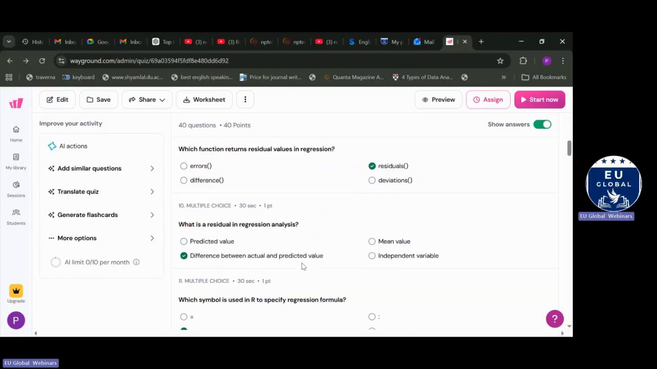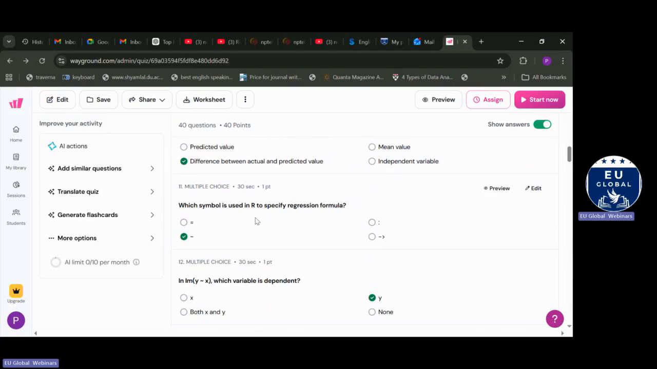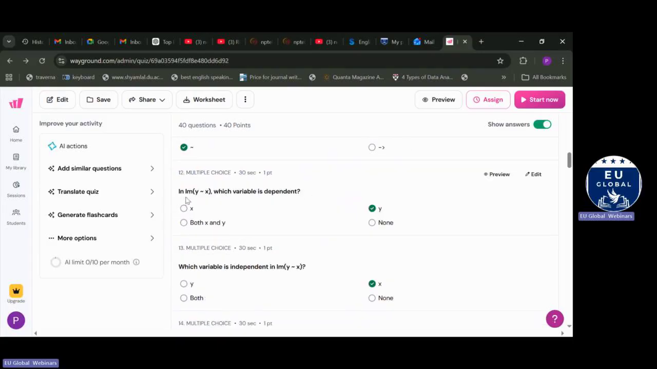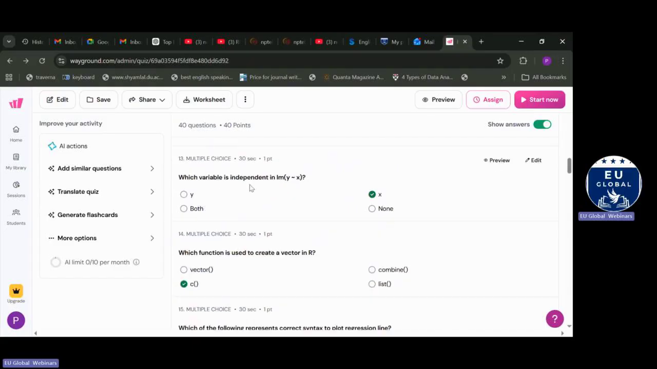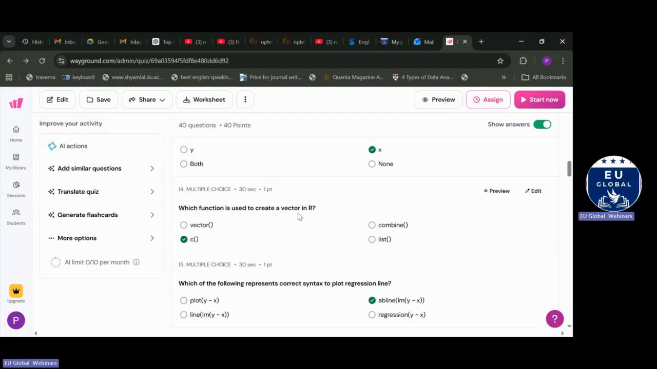We have already used these functions. What is the residual? A residual is the difference between the actual value and the predicted value. Which symbol is used to specify the regression formula? It's the tilde symbol. When we write lm, then we write y tilde x. In lm(y ~ x), which variable is dependent? y is dependent. Which variable is independent? x is independent.